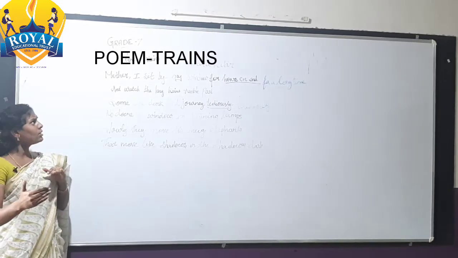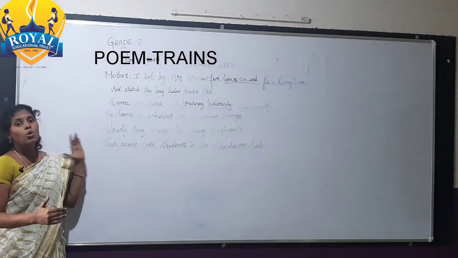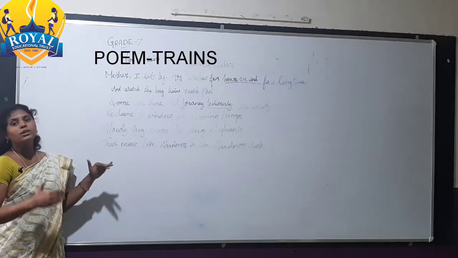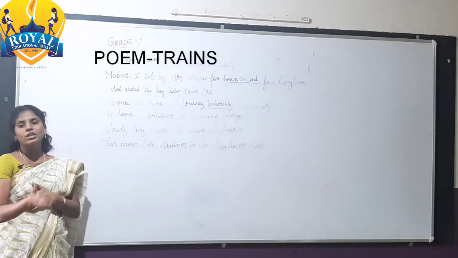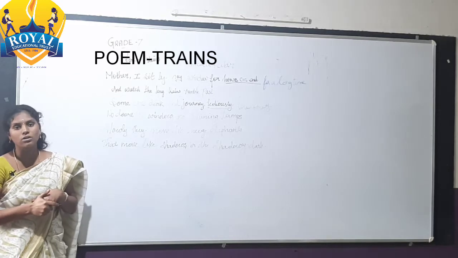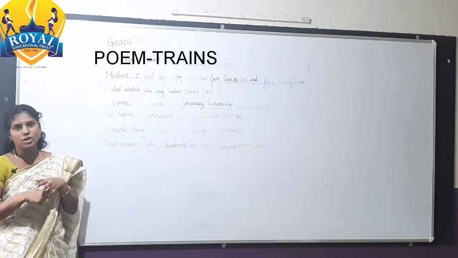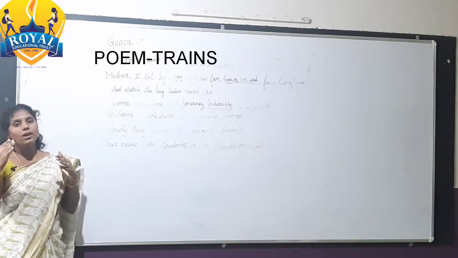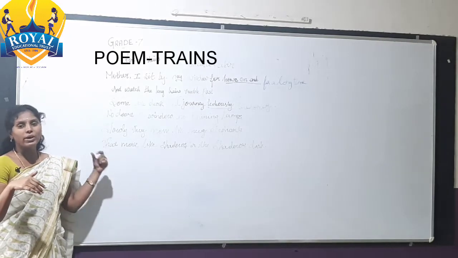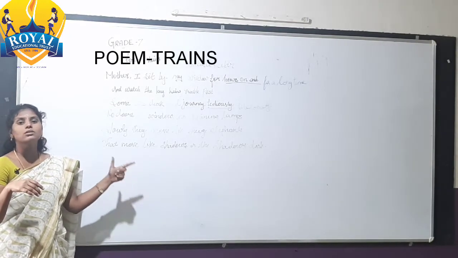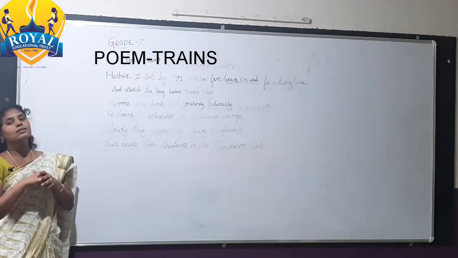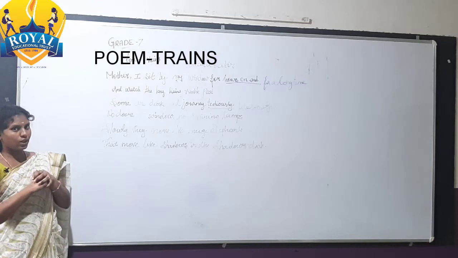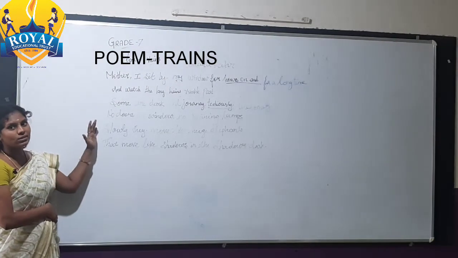So in this poem Humayun Kabir shows the different kinds of trains. What are the different kinds of trains we have? Goods train, passenger train and so on. In the same way, the poet also uses different kinds of trains here. In the first stanza he starts with the goods train. So first I am going to read the stanza.